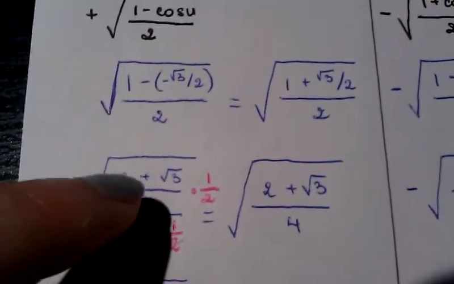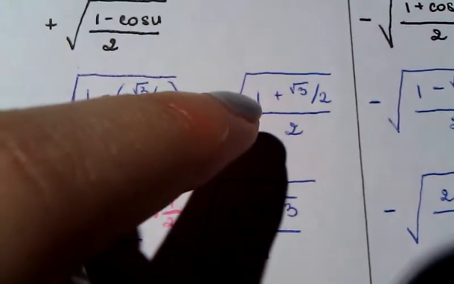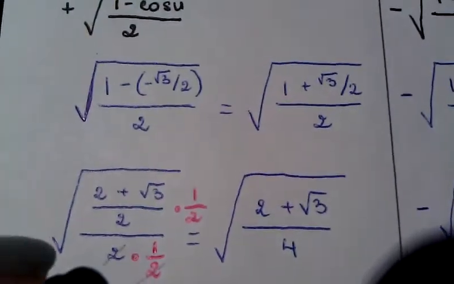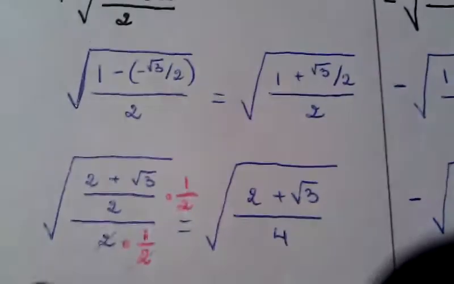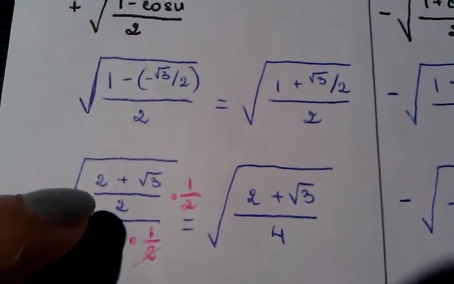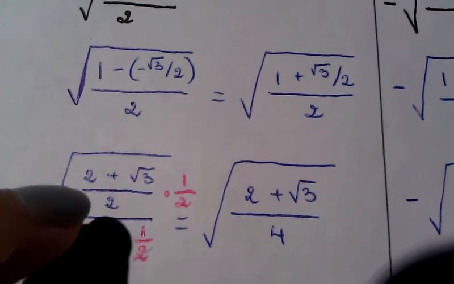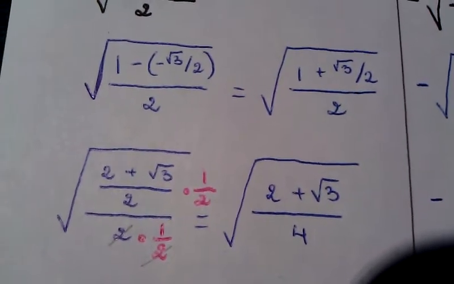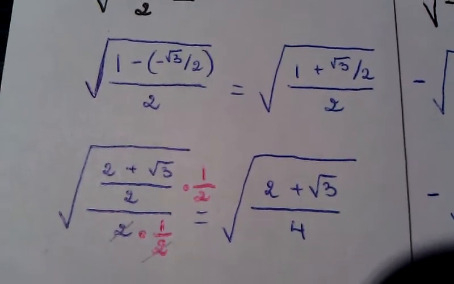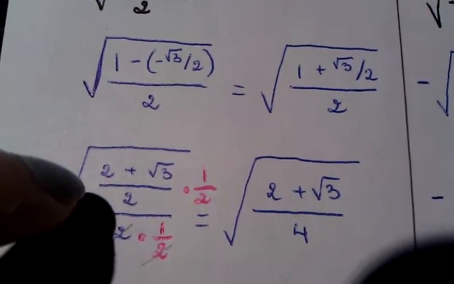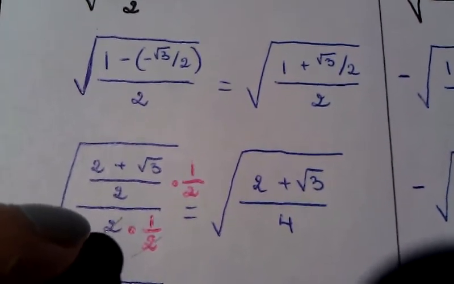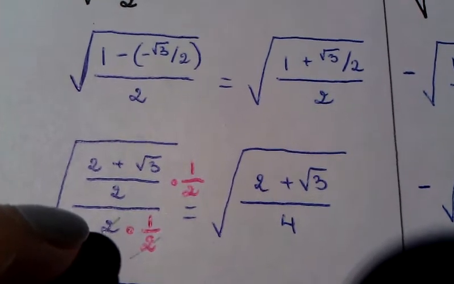Next step, we will multiply 1 by the common denominator, which is 2. We get 2 plus radical 3 over 2 over 2, and we square root it. Because we cannot combine the top part anymore, what we will do next is multiply the denominator by the reciprocal.